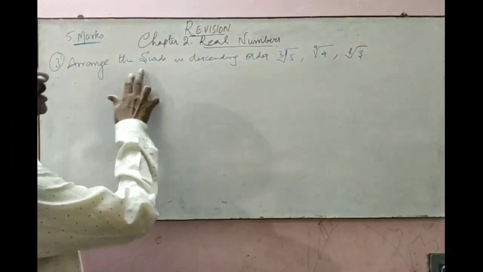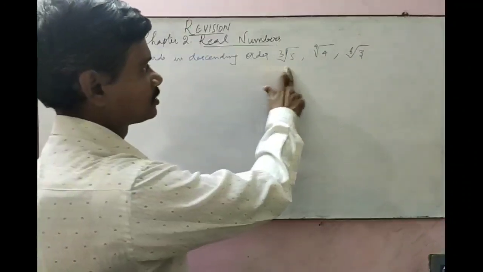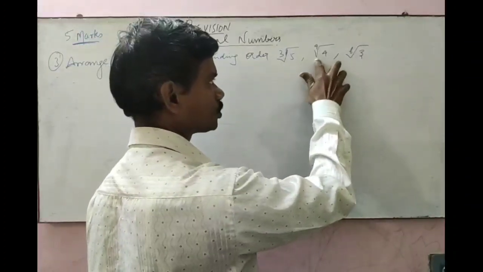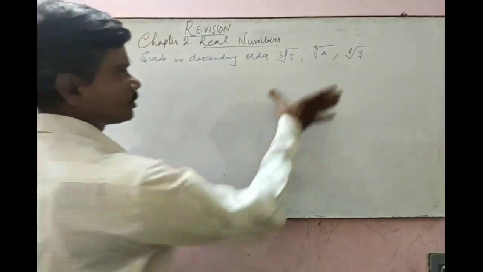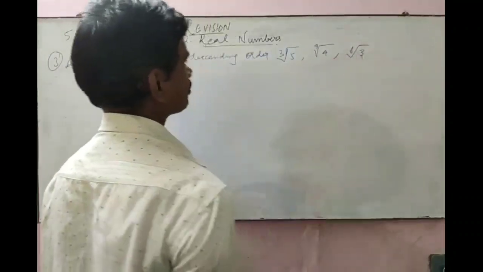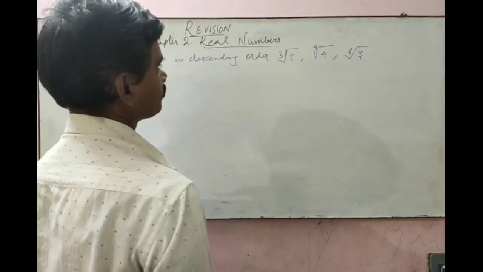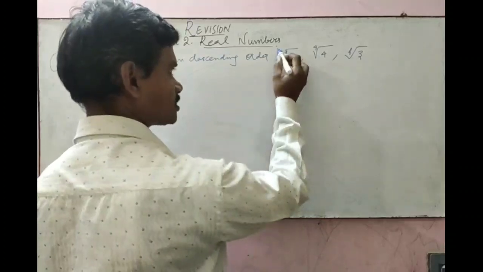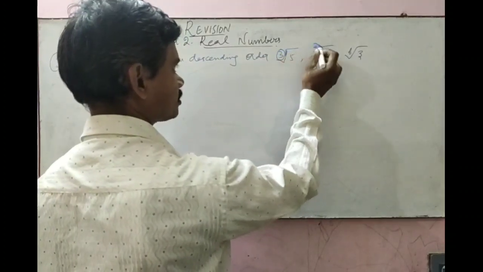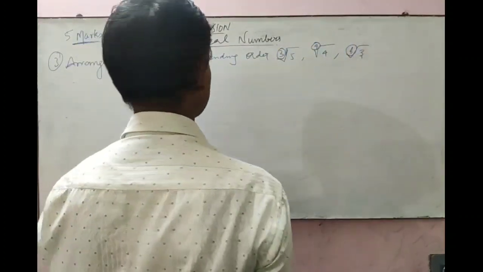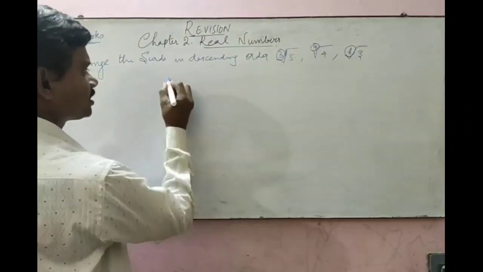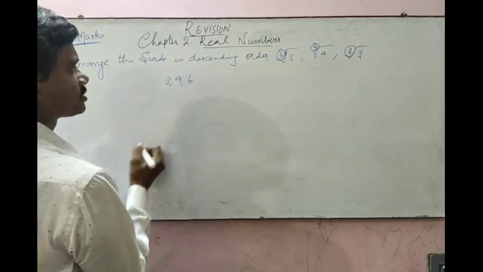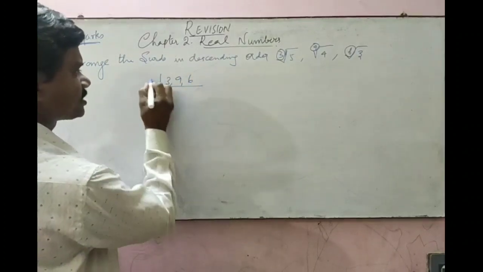Next, in the third sum, arrange the surds in descending order: cube root of 5, 9th root of 4 and 6th root of 3. Just by looking at those three irrational numbers, we can arrange this. First you have to convert this index. All these indices should be the same. So for that I am going to take the LCM of these indices 3, 9 and 6. What is the LCM of 3, 9 and 6?